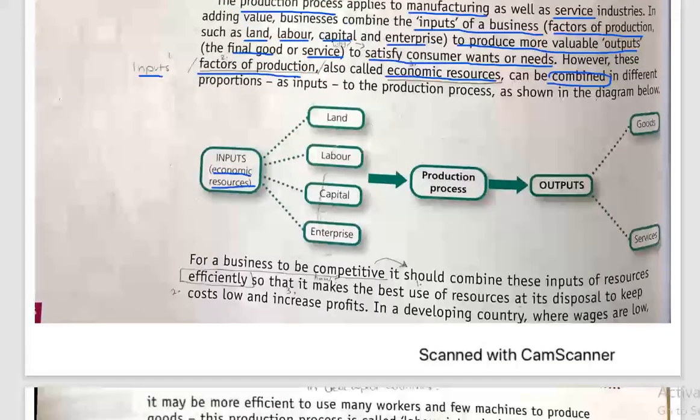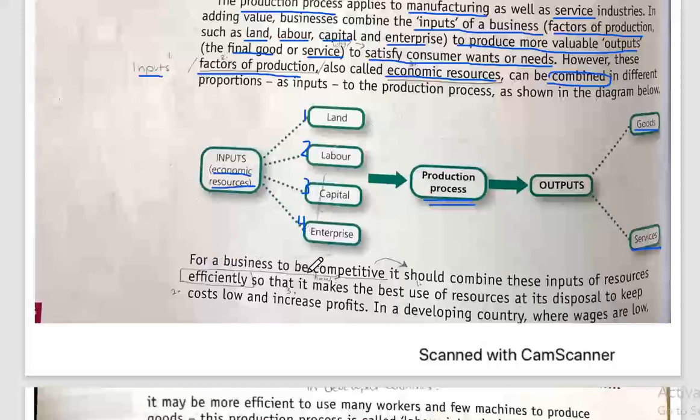Here we have the inputs that we must combine in the production process in order to get an output. So we start with input in order to get an output. What are our inputs? We have land, labor, capital, and enterprise, and we explained the four factors of production in the earlier lessons in section 1. So I need these four factors of production in the production process. I start the production process and I will get outputs. I have two types of outputs: either tangible goods, or intangible goods, which are the services.